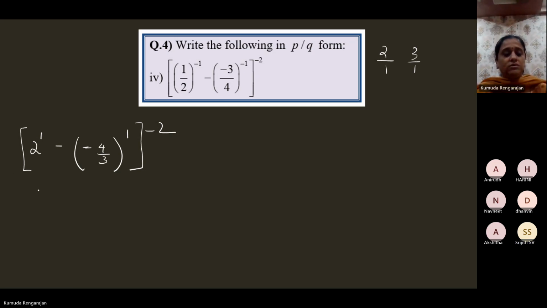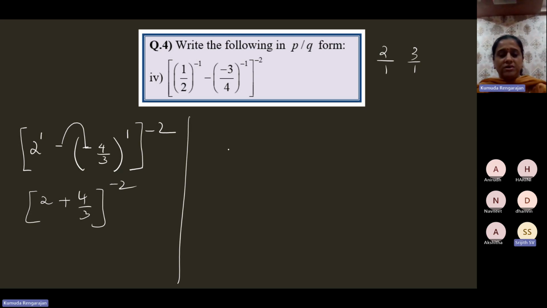Now, what is this? 2. And 2 minus into minus? Plus, ma'am. The power is plus 1. 4 by 3, minus 1. Then what's the LCM? What's the LCM? Ma'am, 1 minute. Ma'am, LCM 3.